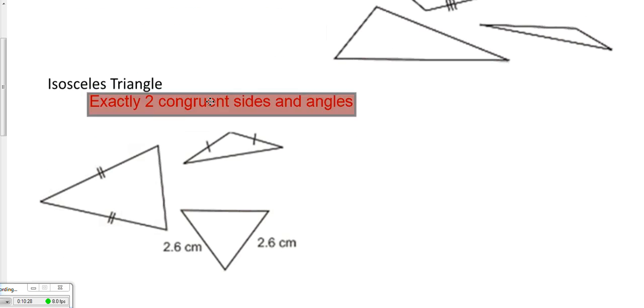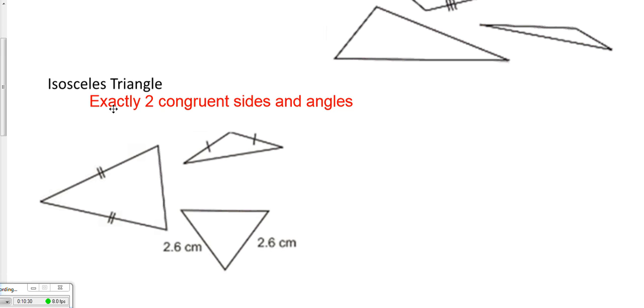That is opposed to an isosceles triangle. An isosceles triangle has exactly 2 congruent sides and angles. Now the angle part isn't drawn on here, but you can draw it on if you want. This side is congruent to this side. The double tick marks mean they're the same.